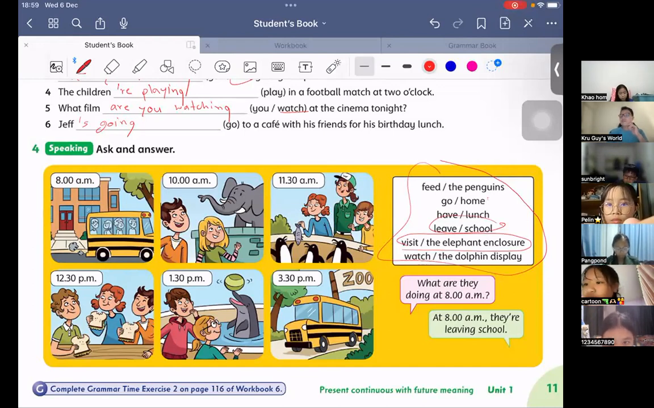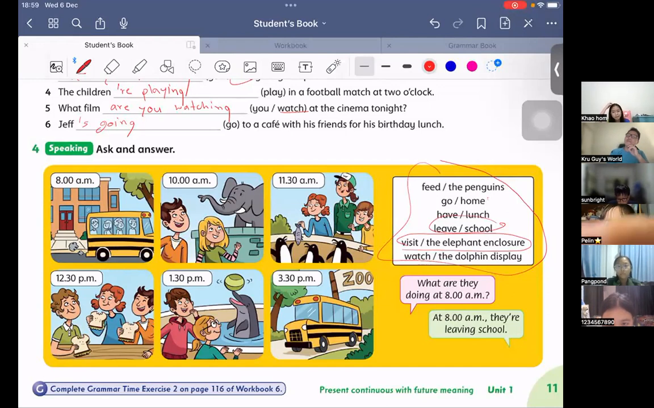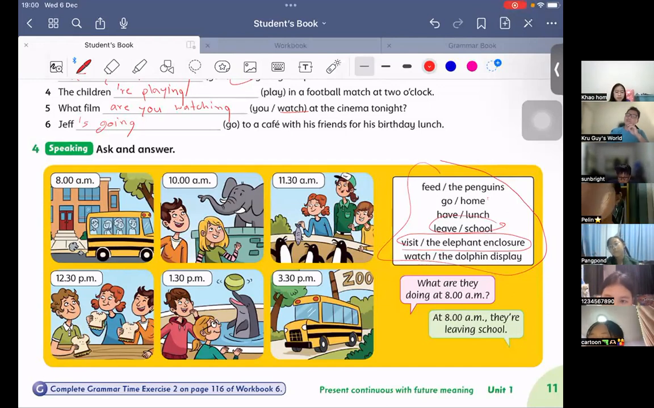Okay. Now, can you look at go home? I want you to ask a question at half past 11 to Perrin. Perrin is going to answer your question. What are they doing at half past 11? Half past 11, 11 a.m. At half past 11 a.m., they're feeding. You say put ing after feed. Feeding the penguins. Okay, feeding the penguin. It doesn't mean give the penguin food.